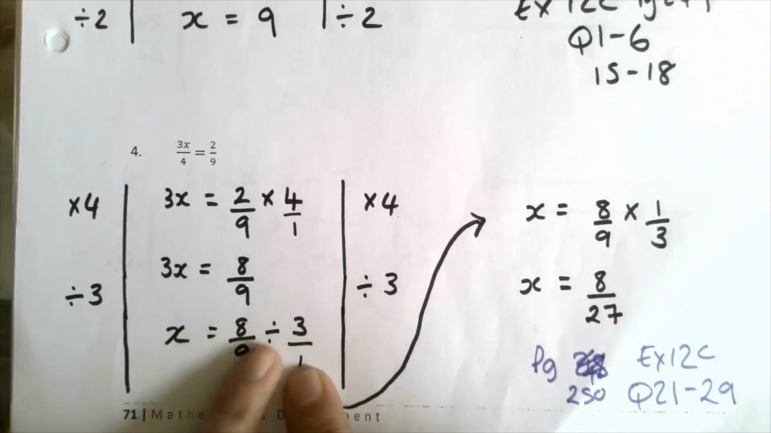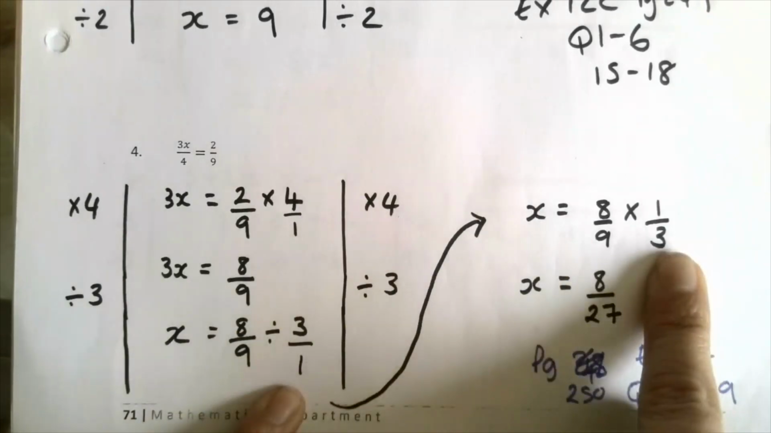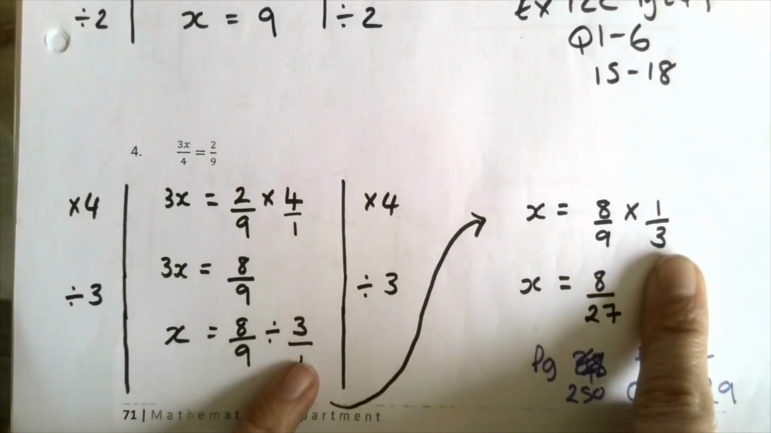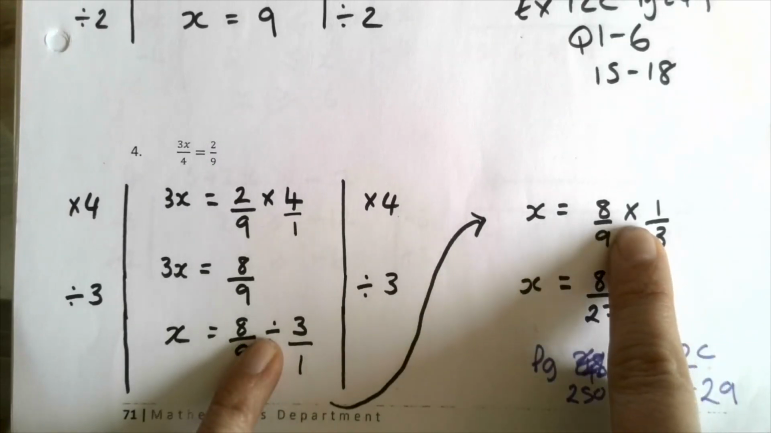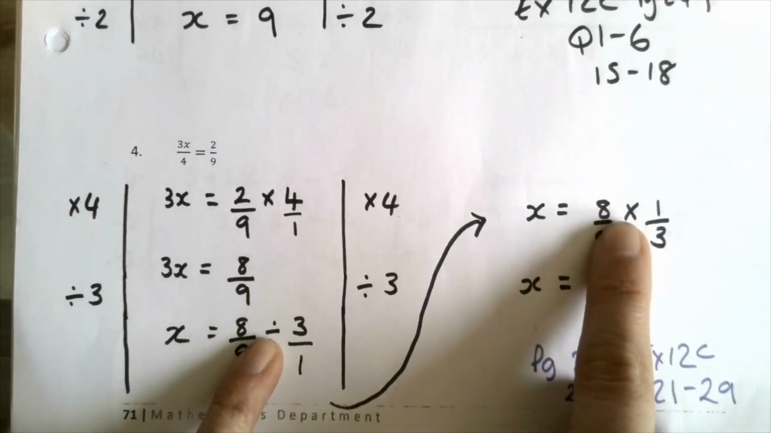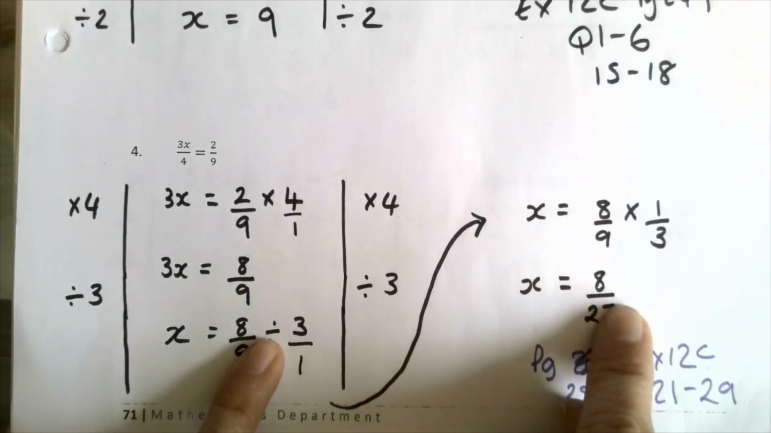8/9 divided by 3/1, dividing by a fraction, remember, turn your second fraction upside down, so 3/1 has become 1/3, and divide has changed to a multiply. Then I'm ready to do that. So 8 multiplied by 1 gives me 8, 9 multiplied by 3 gives me 27.